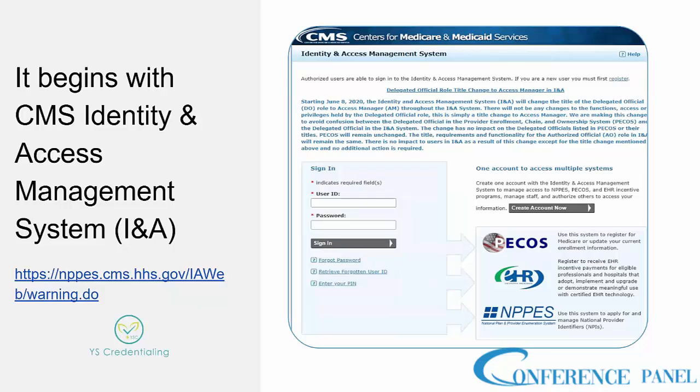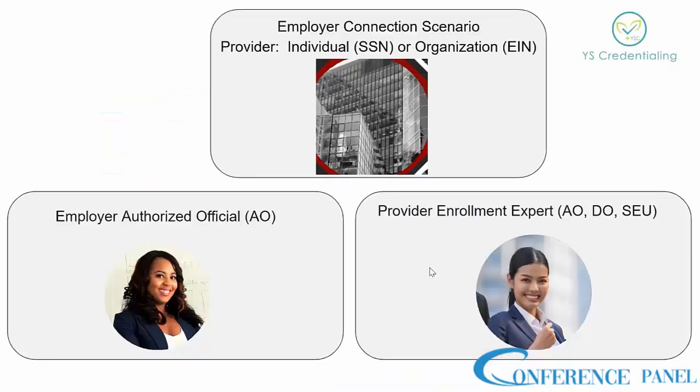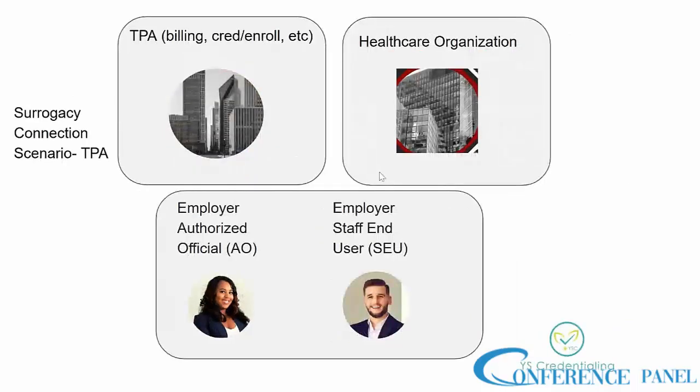So yes, we are talking about PECOS, but you can't do anything correctly in PECOS unless you've set up everything first in your CMS Identity and Access portal. Very easy to do. You have to log in and obtain your own profile. And from that profile, then you can add an employer, you can add a connection, you can add staff. And the way that it works is the entity, same thing, healthcare organization, you as an individual are connected as a surrogate or as an employee. This is for any organization that is a third party. So if you're doing credentialing and enrollment as a third party and not directly employed by the organization, then you have to do a surrogacy connection.